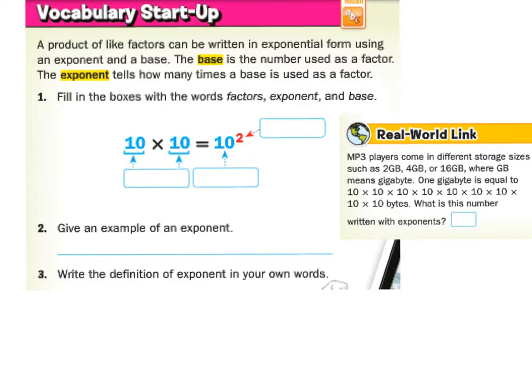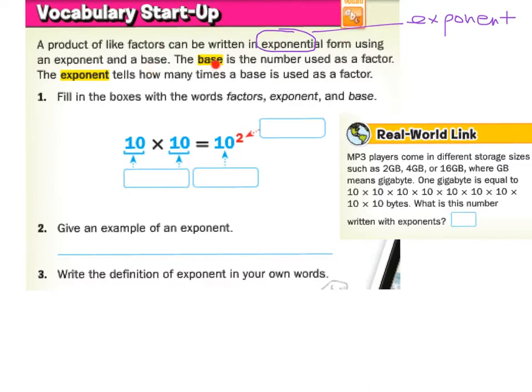So let's start with our vocabulary. A product of like factors can be written in exponential form. So exponential, if you look at that, has a root word right there, exponent. Okay, so that's our root word. Exponential form means we're going to have exponents in it. And that requires us to have an exponent as well as a base number.